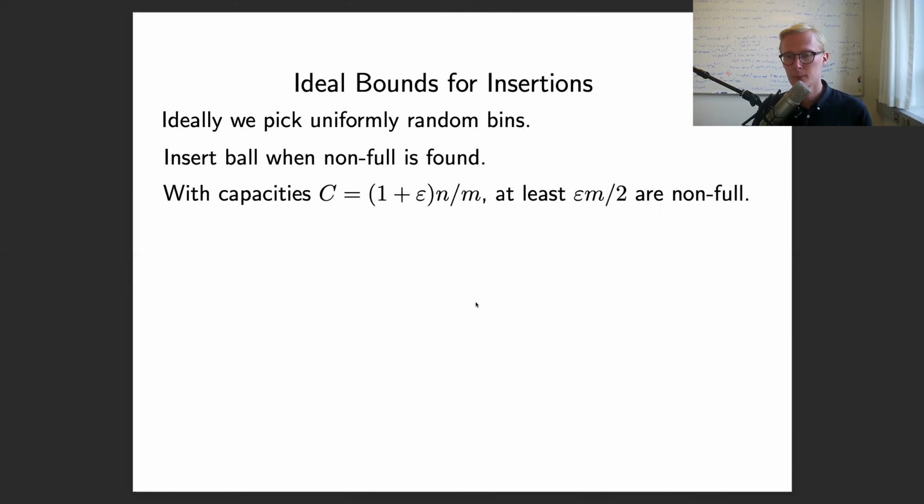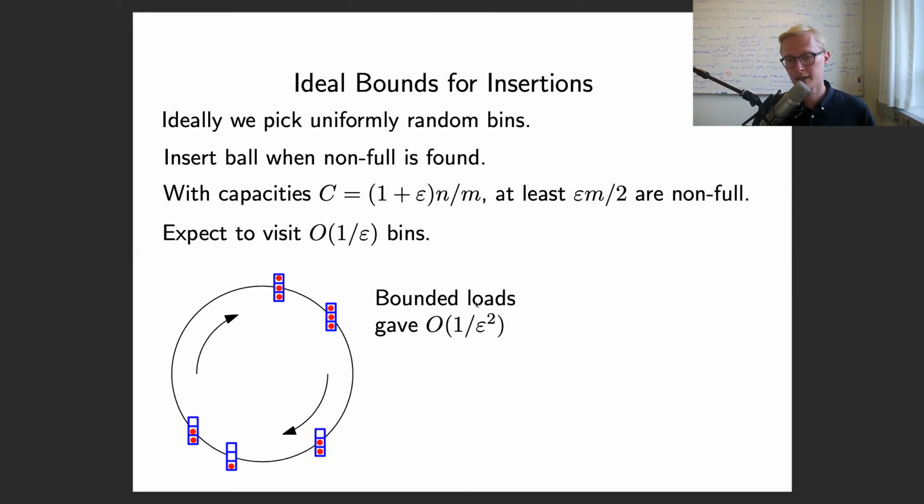And the point is that with capacity C, which is 1 plus epsilon times more than the average, at least an epsilon fraction of the bins are going to be non-full. And that means that we expect to visit order 1 over epsilon bins until we find a non-full one. Now, looking back at the consistent hashing with bounded loads, that gave the bound of order 1 over epsilon squared. And that's because, in a solution like this, there's a certain cascading of balls, meaning that once you arrive at a full bin, it becomes more likely that the next bin will also be full.